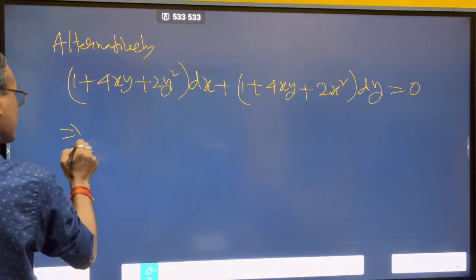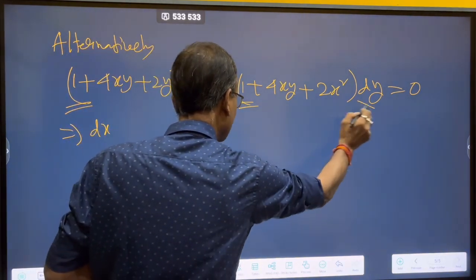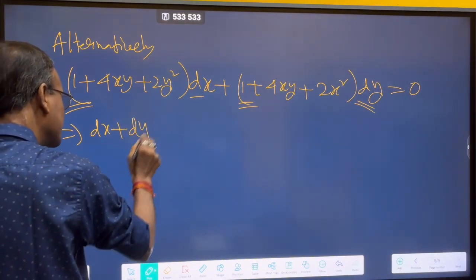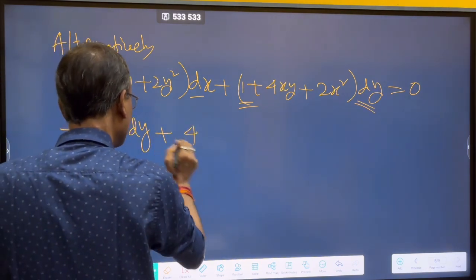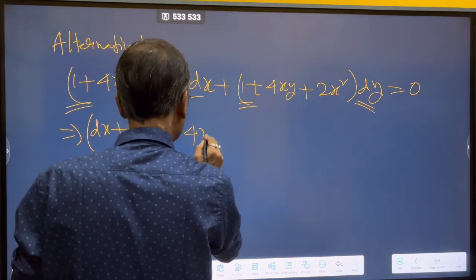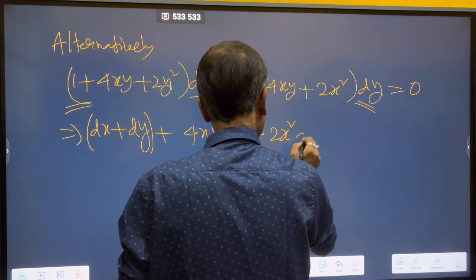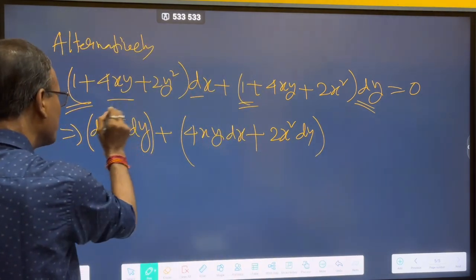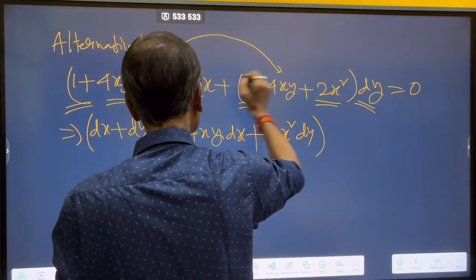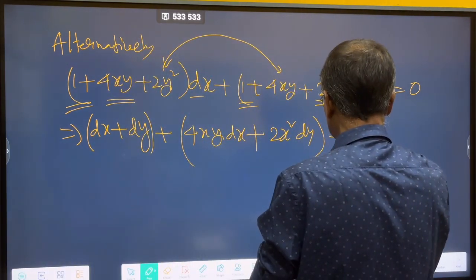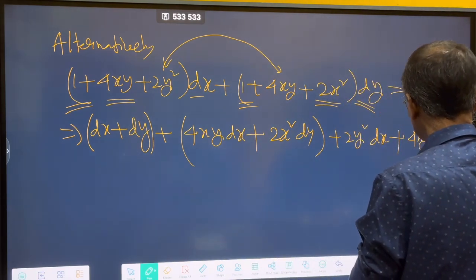This means we write dx plus dy, group it, plus take this as a group: 4xy dx plus 2x² dy, this one and this one. And you have to take this and this: plus 2y² dx plus 4xy dy equal to 0.